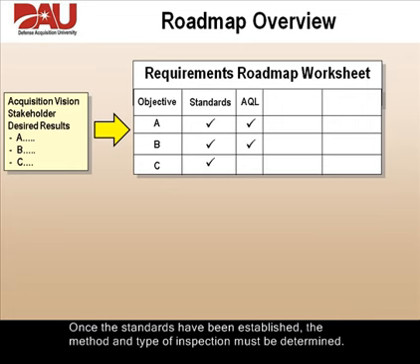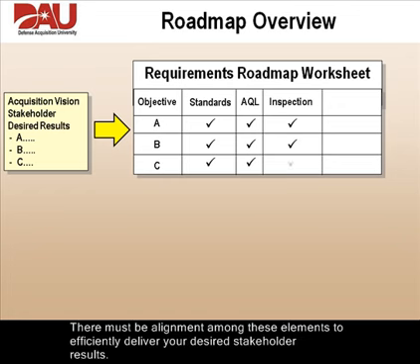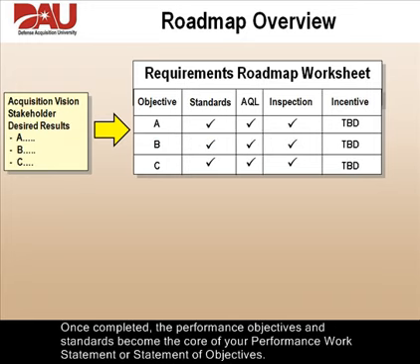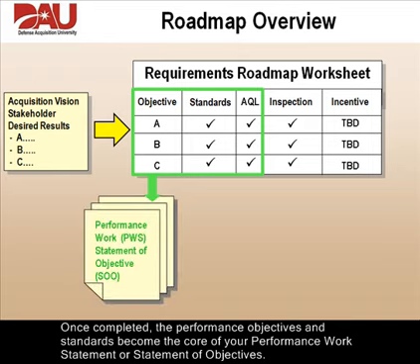Once the standards have been established, the method and type of inspection must be determined. There must be alignment among these elements to efficiently deliver your desired stakeholder results. The incentive column will be addressed after the completion of your business case analysis in Step 5. Once completed, the performance objectives and standards become the core of your performance work statement or statement of objectives.